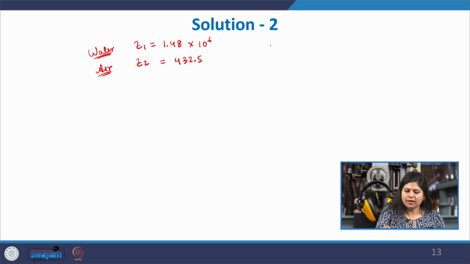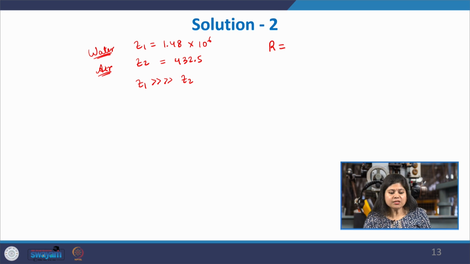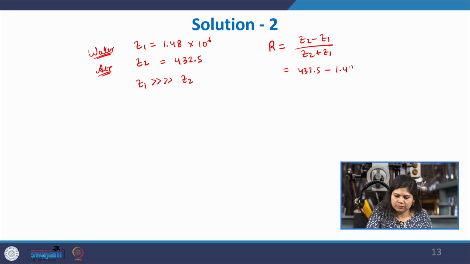So, here the reflection coefficient, you can see that Z1 has become much greater in magnitude than Z2. So, this represents our second special case where R, which is Z2 minus Z1 over Z2 plus Z1, is this quantity here.